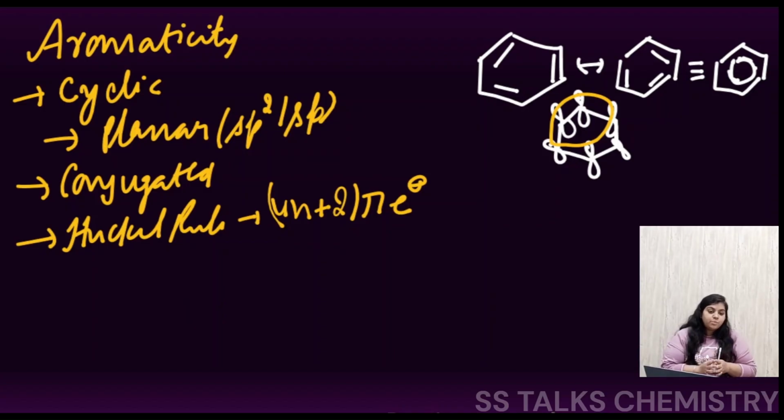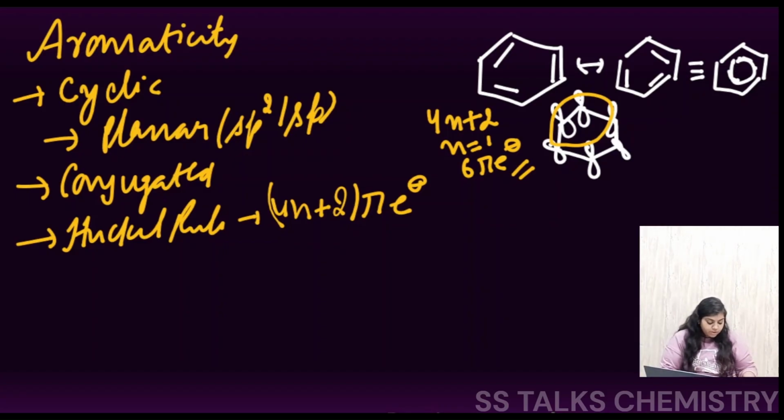So in all the molecules this particular condition should be satisfied. Here also, the number of pi electrons, if you see, is 1, 2, 3, 4, 5, 6. So if we keep n equal to 1, we are going to have 6 pi electrons. So in benzene this condition is being satisfied. Now in the molecules that I have drawn on the previous slide, we are going to see if they satisfy these conditions or not.